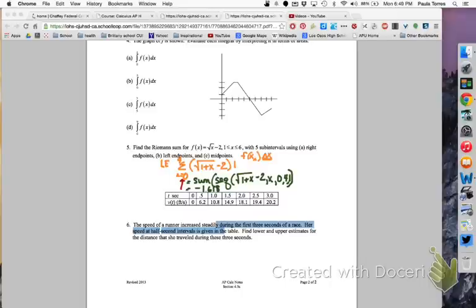So now, keep in mind what the graph actually looks like. If I were to graph the square root of x minus 2, it would look like this.